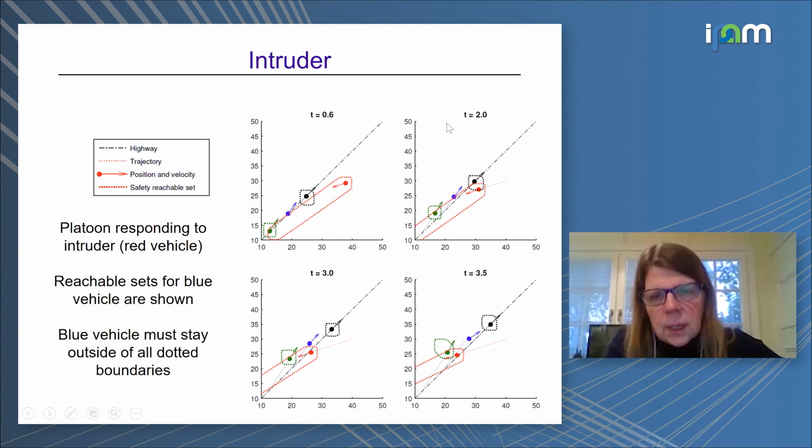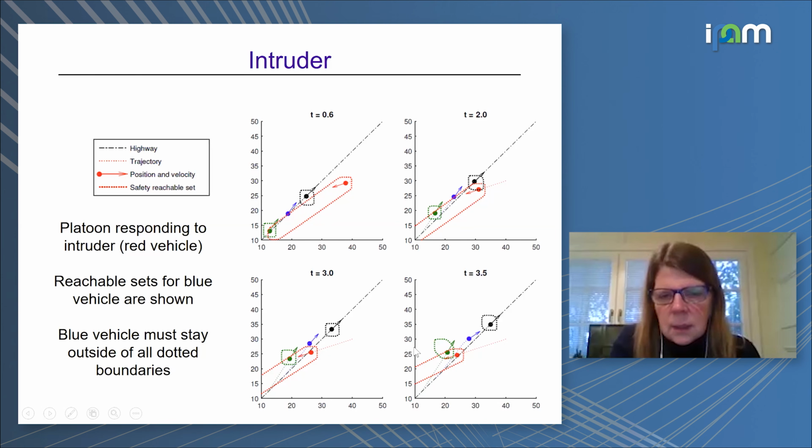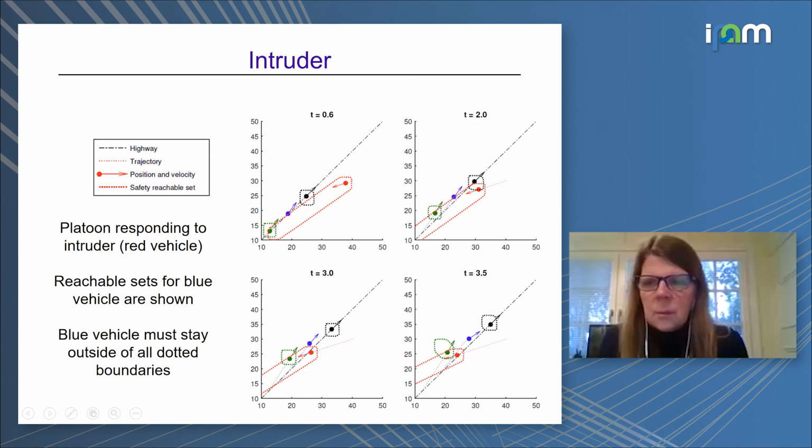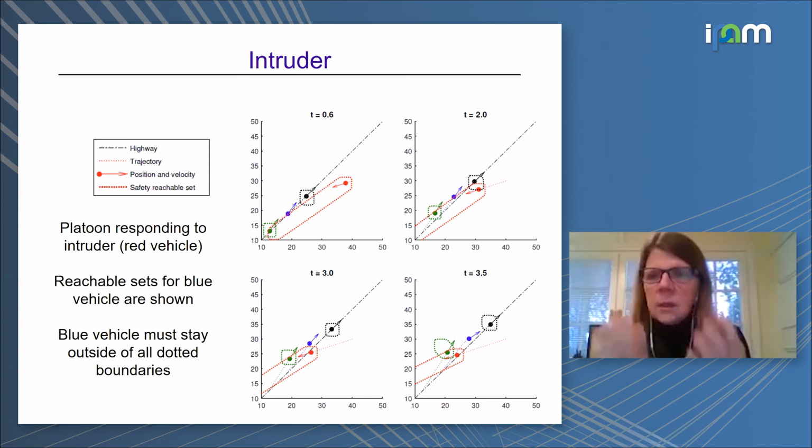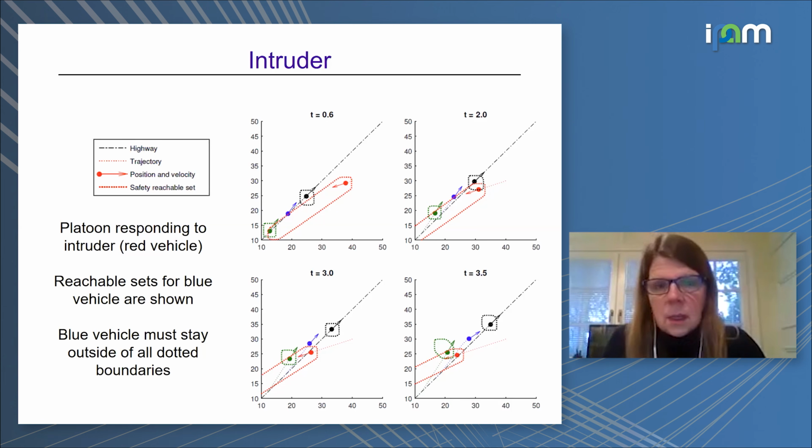So if we look at, again, the time sequence 0.6, 2, 3, and 3.5, when those vehicles first touch, when the red vehicle moves in such a way that the other vehicles first touch the boundary of the reachable set, they automatically break off from the highway to avoid that set, and then they return afterwards. So it's kind of like the development of a protocol which involves switching from one control mode to the other based on the computation and the use of these reachable sets in real time.